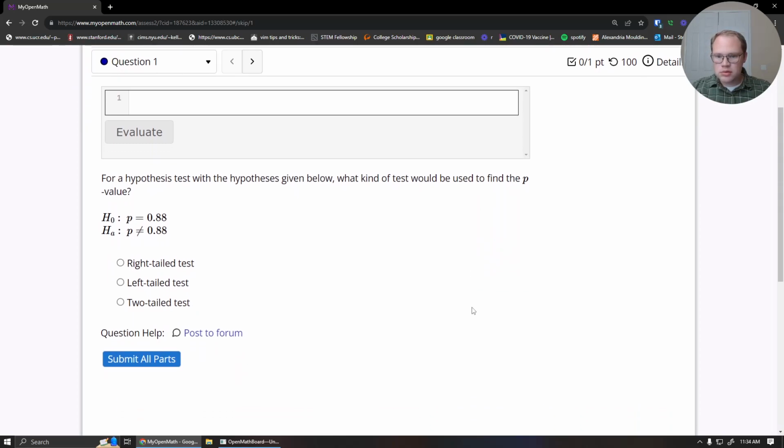One more. Same thing, we're again dealing with the population proportion, but now the alternative hypothesis has a not equal to symbol. So that just means we're looking to see if the evidence supports that the population proportion is actually not 0.88. So it could be larger or it could be smaller, because it could be in either direction, either greater than or less than. We need to do a two-tailed test. It could be in either direction. Okay, so we would do a two-tailed test to find that p-value.